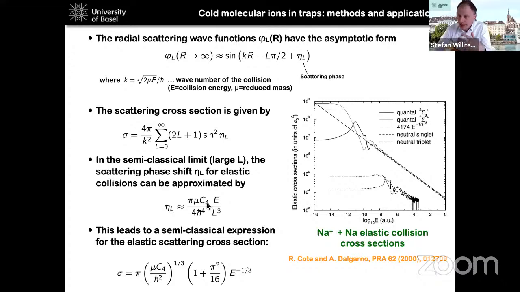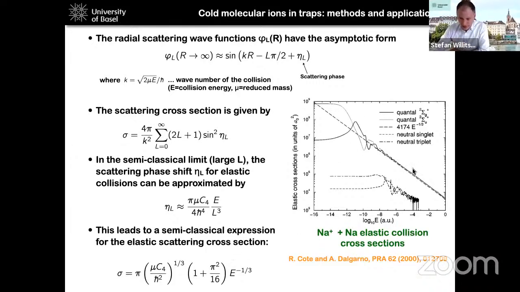So we assume, again, that our interaction potential is an ion-induced dipole potential. So we only consider the C4 term in this multipole expansion. E is the collision energy, and L is the angular momentum quantum number. And if we have this expression for the phase shift, then based on this one can calculate a semi-classical expression for the scattering cross-section. The important thing to realize here is that this in the end scales with the collision energy to the power -1/3. So we have an E to the power -1/3 dependence of the elastic scattering cross-section in the semi-classical limit.